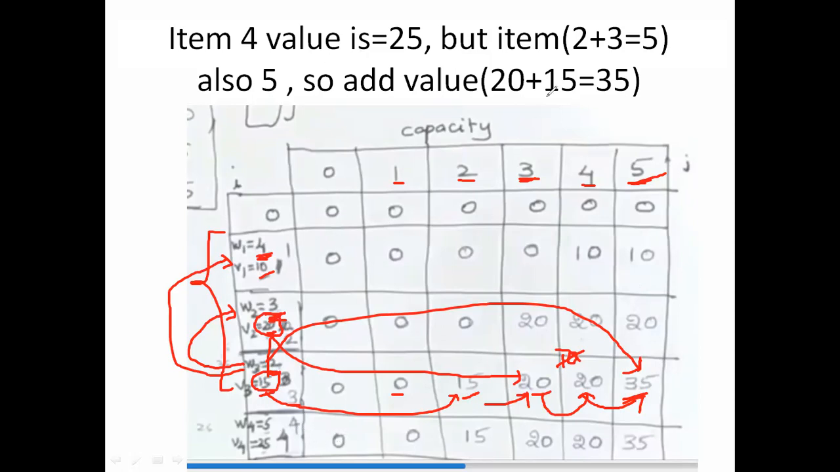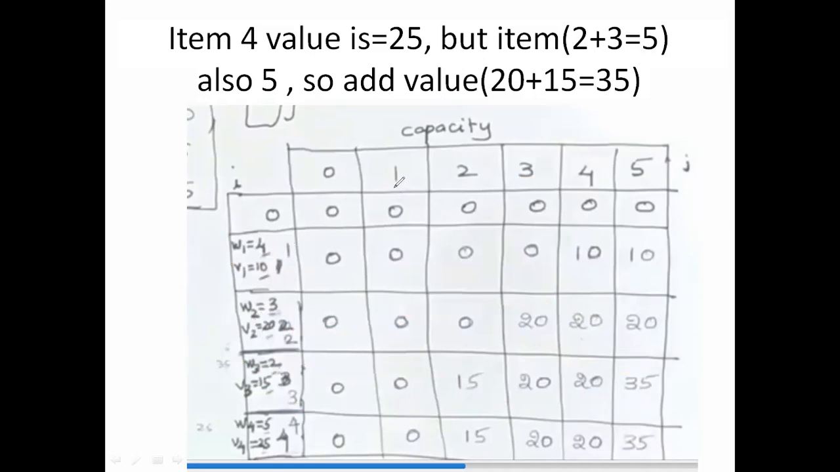Here 0. Here, 1 kg is not possible for 1 kg items. Okay, 1 kg not possible. Here we have 4 kg, 3 kg, 2 kg, here 5 kg. So there is no 1 kg weight. So the 1 kg capacity bag cannot hold any items. So 0.